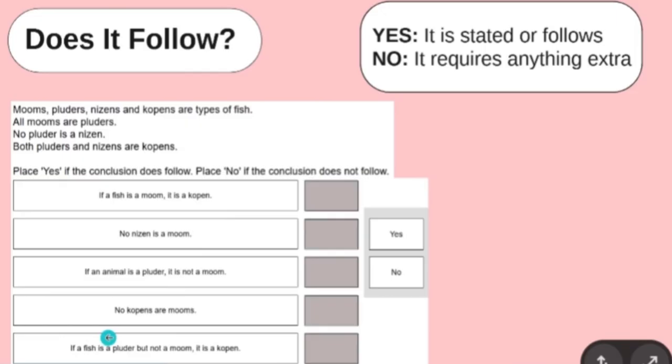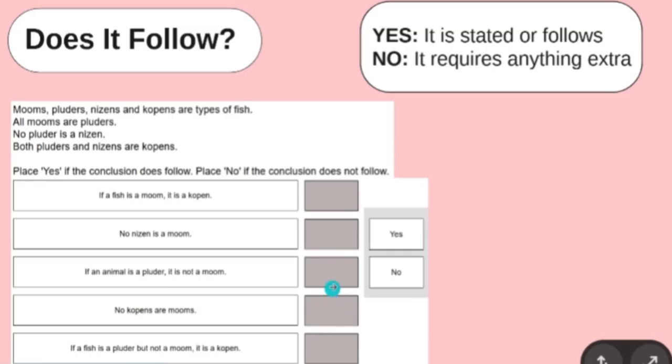Okay, so we need to be a bit more careful because there's a bit more with this statement. So if a fish is a pluder, right? So I look for pluder in my Venn diagram, but not a moom. Okay, so around moom, it is a copen. Yeah, because copen encapsulates everything.